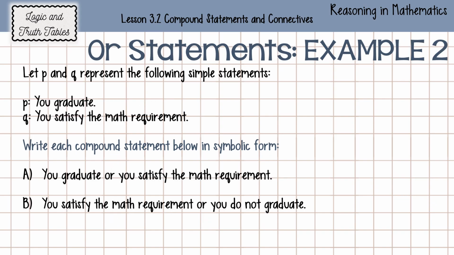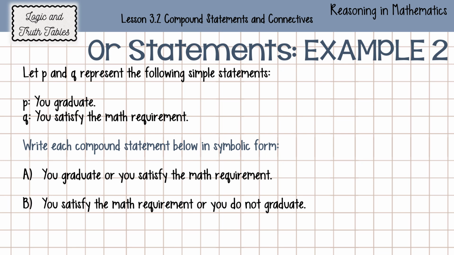Example 2, for or statements. Let P and Q represent the following simple statements. P, you graduate. Q, you satisfy the math requirement. We need to write each compound statement below in symbolic form. So let's see what we got.